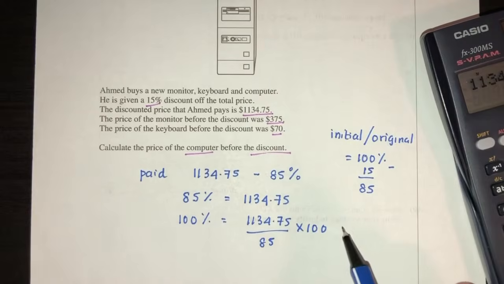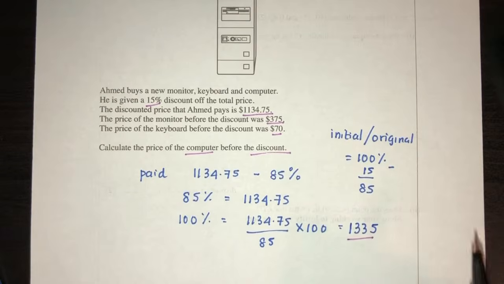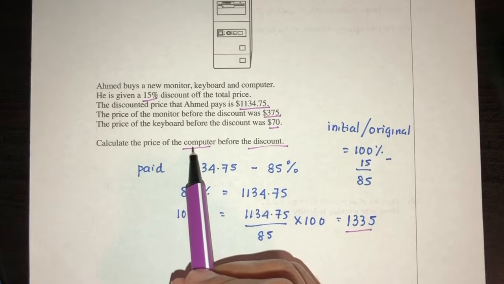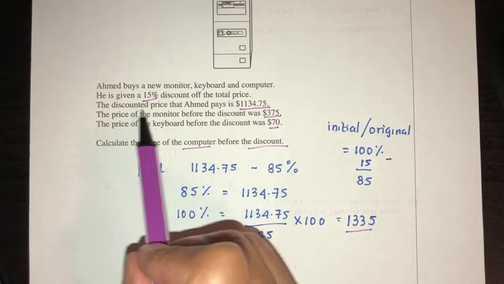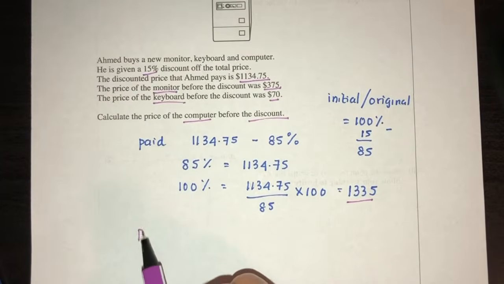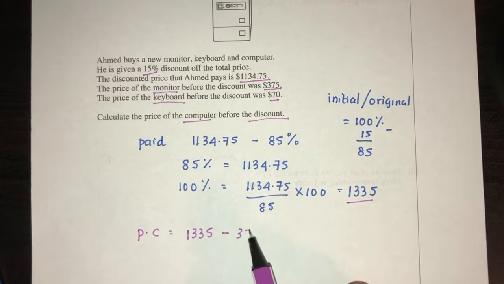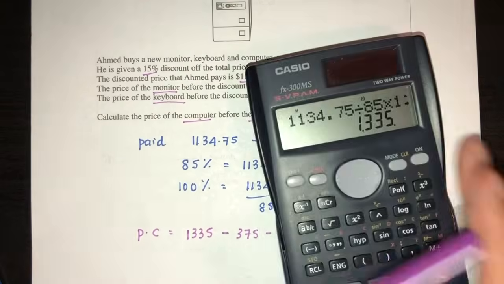That will be 1335. So that's the price before the discount. Now we have to find the price of the computer. We know the price of the monitor and keyboard has been given to you. So the price of the computer will be the total price 1335 minus the price of the monitor and minus the price of the keyboard. You will find the price of the computer.